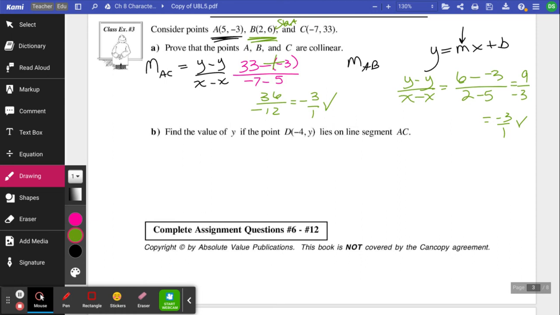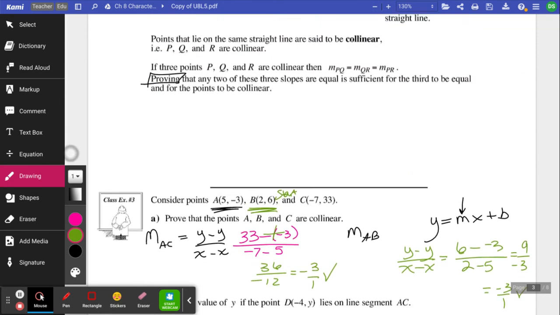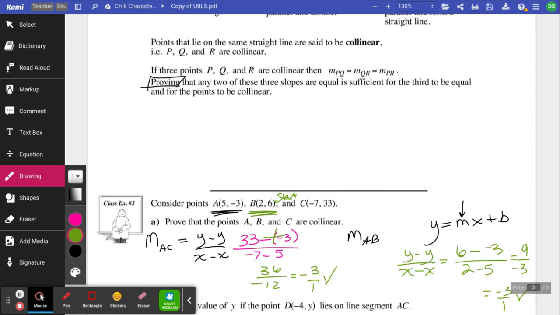Okay, so find the point y if that point D lies on the line segment. Okay, no, wait a minute. If it lies on the line segment, what did we just learn should be true? Go back. Points that lie on the same straight line are said to be collinear and will have the same slope. The slopes of those will be the same. Right? Did we just talk about that? If it's a line segment, it should be the same.